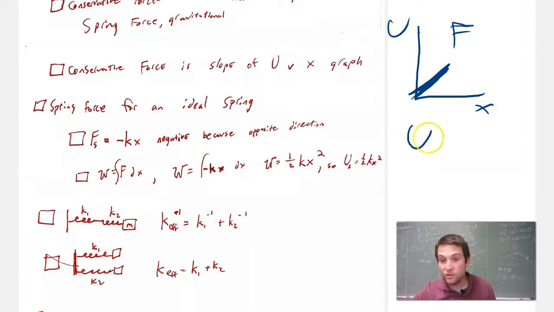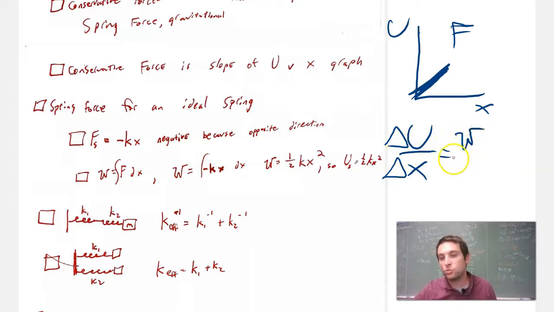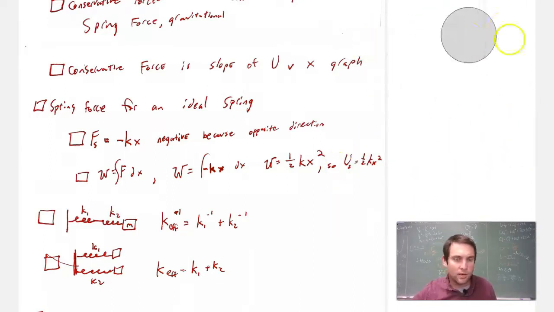If you're ever confused, do what I just did. We're looking for delta U, delta x. What is the relationship there? Delta U, change in any kind of energy? You already know change in any kind of energy is work. Delta x? Okay, what's work versus distance? Force. That's what I did.